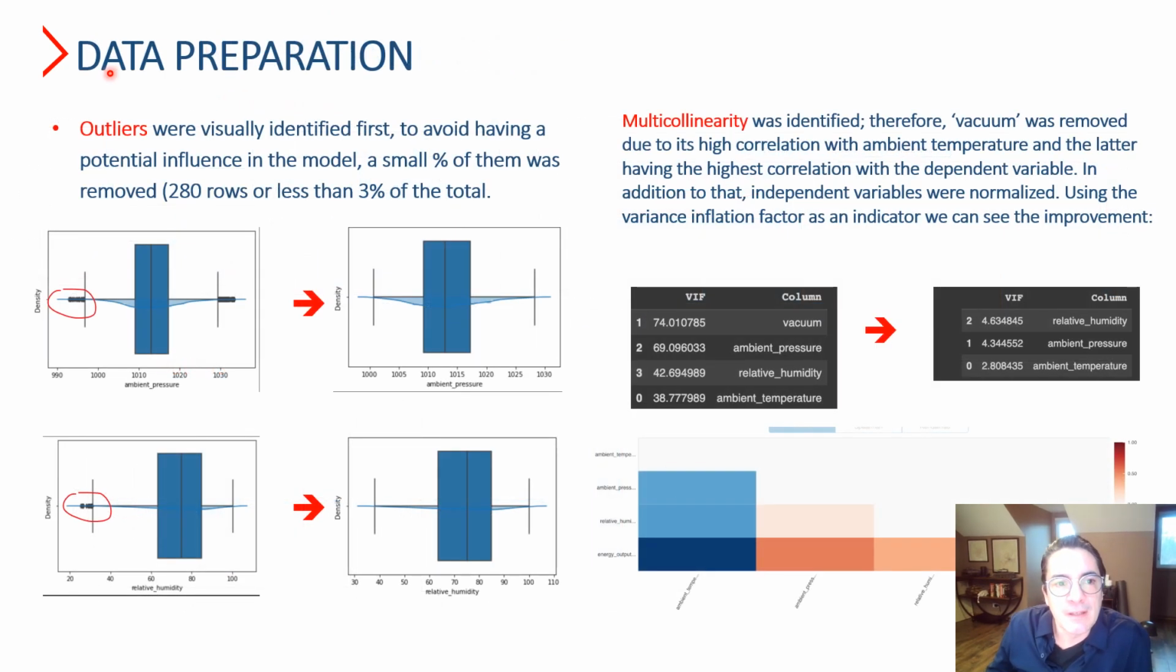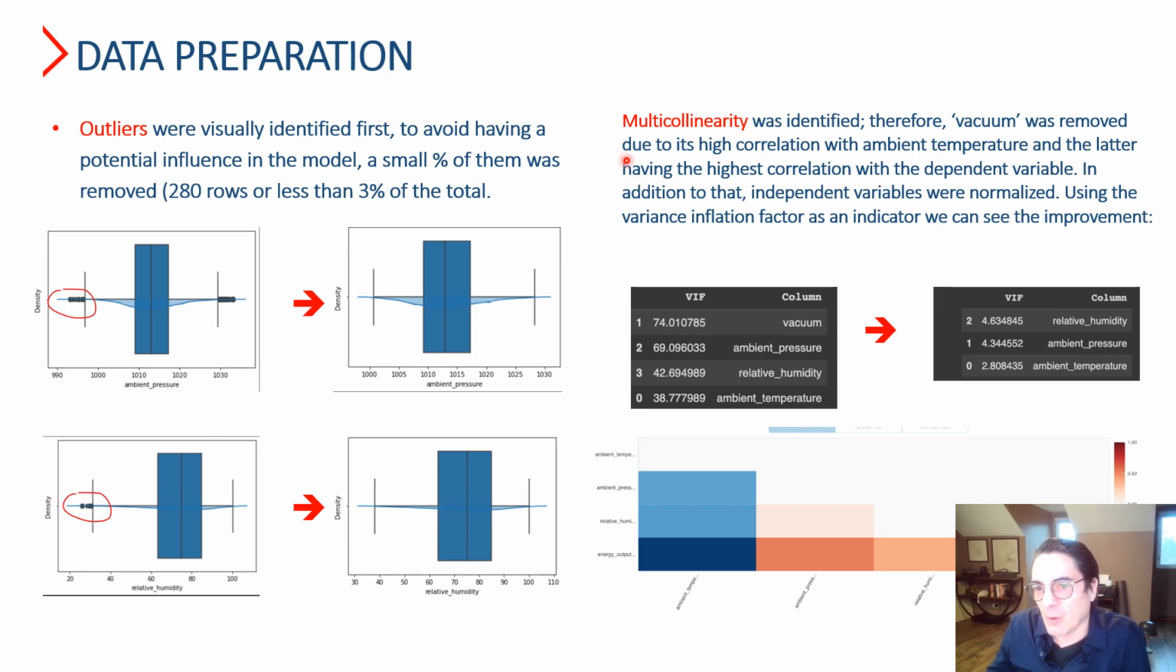As we continue with the next phase, data preparation, as mentioned before, we took care of outliers. We just took a very simple approach. We removed the most extreme cases. It was only 3% of the total readings, so that was considered okay, a good way to go. And we can see from these graphs that yes, we don't have those extreme outliers anymore.